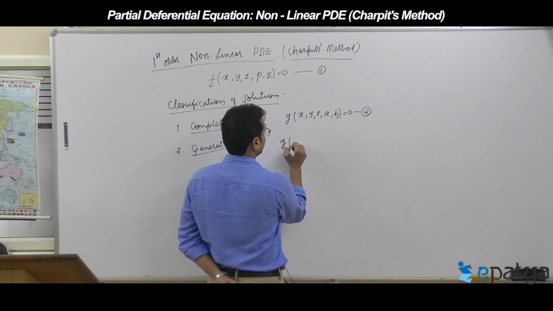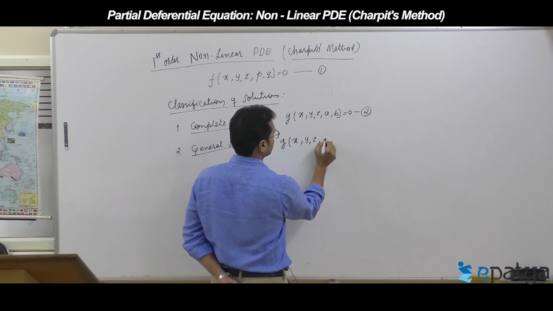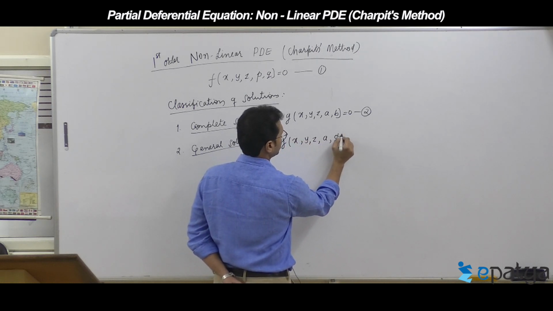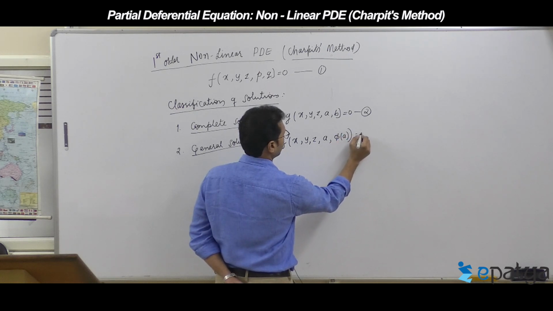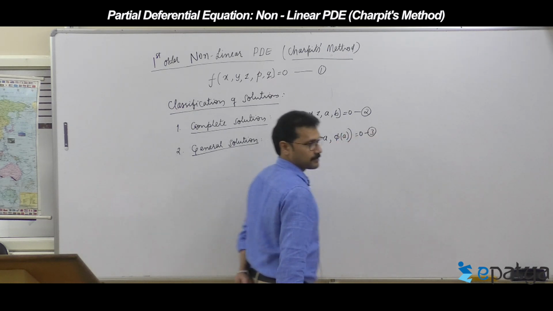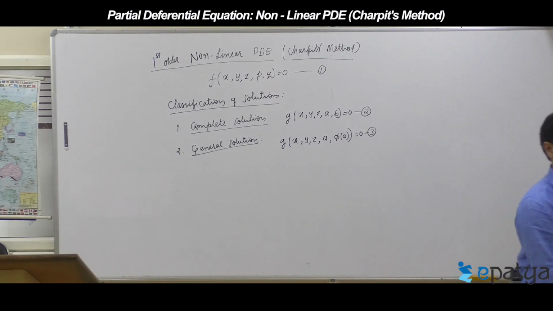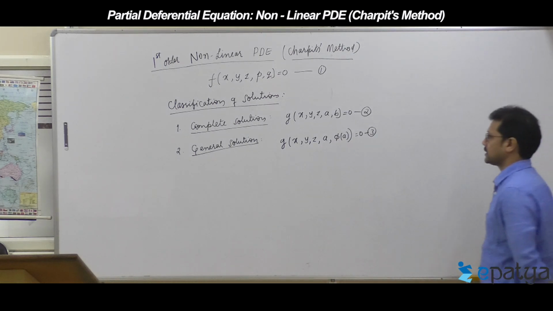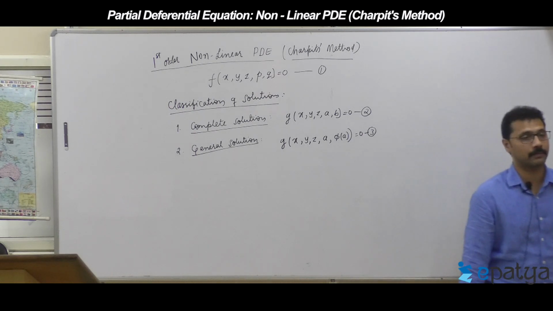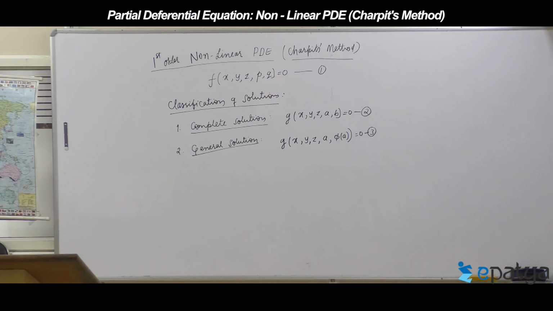It will be of the form g of x's, y's, z's, a, some function of a, equal to 0. Suppose b, if I am able to write it as a function of another arbitrary constant. For example, Lagrange's method actually gives you the general solution. Why? It gives a relationship between C1 and C2: phi of C1 comma C2 equal to 0, or u equal to phi of v, or phi of u comma v.